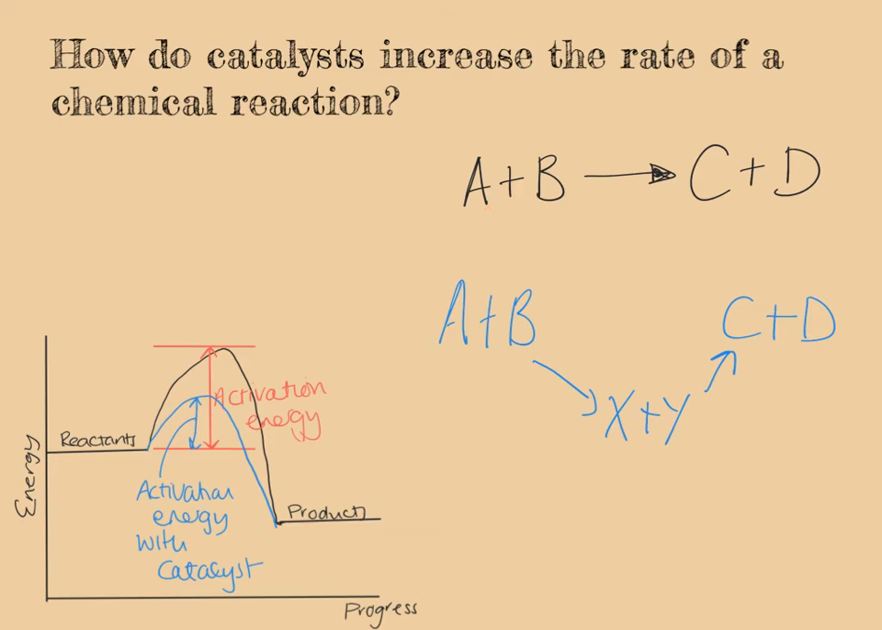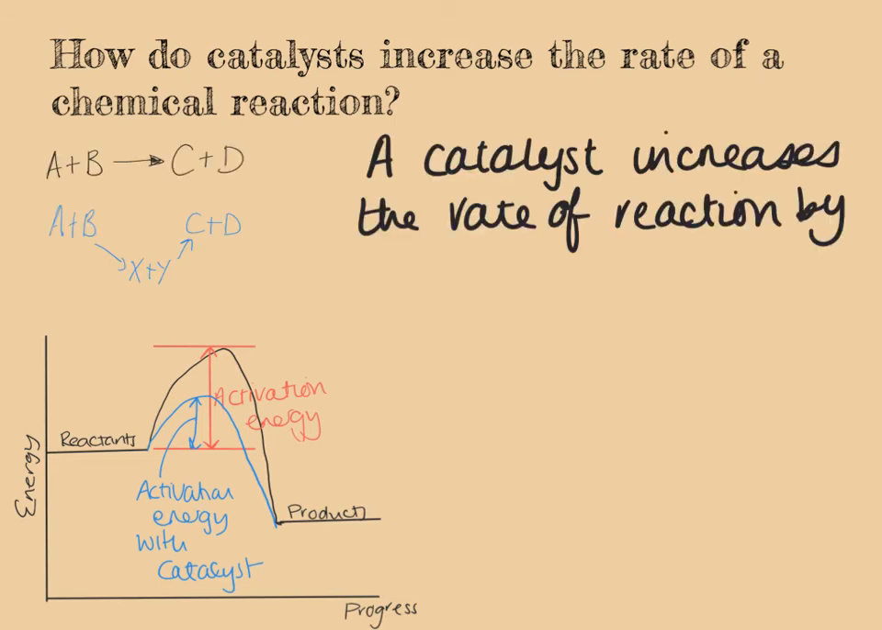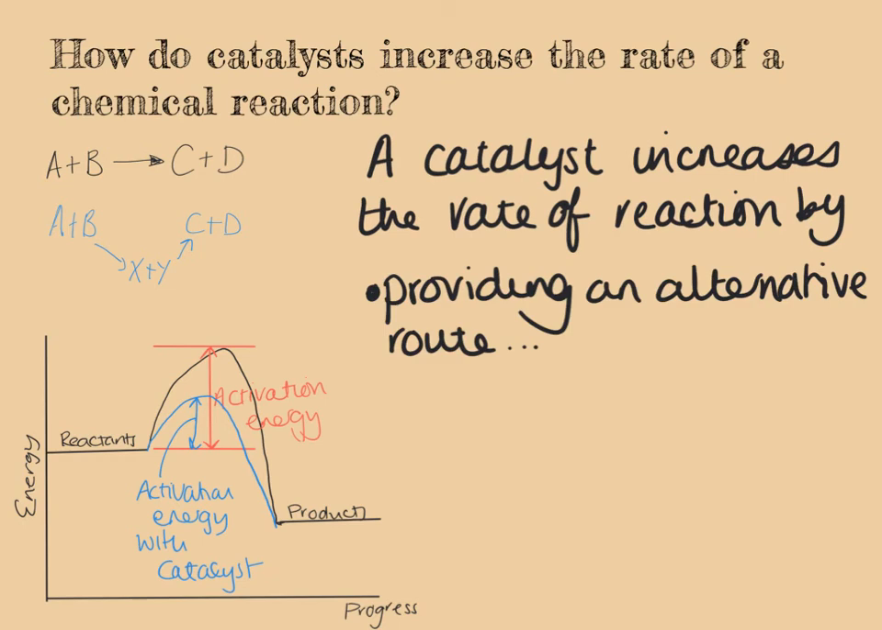So if we've got reactions that are taking place in industry that go like this, if we can find an alternative route with a lower activation energy, then we have to find the catalyst that will cause the reaction to take that alternative route. So your answer in an exam for the effect of a catalyst on the rate of reaction is as follows. A catalyst increases the rate of reaction by providing an alternative route.